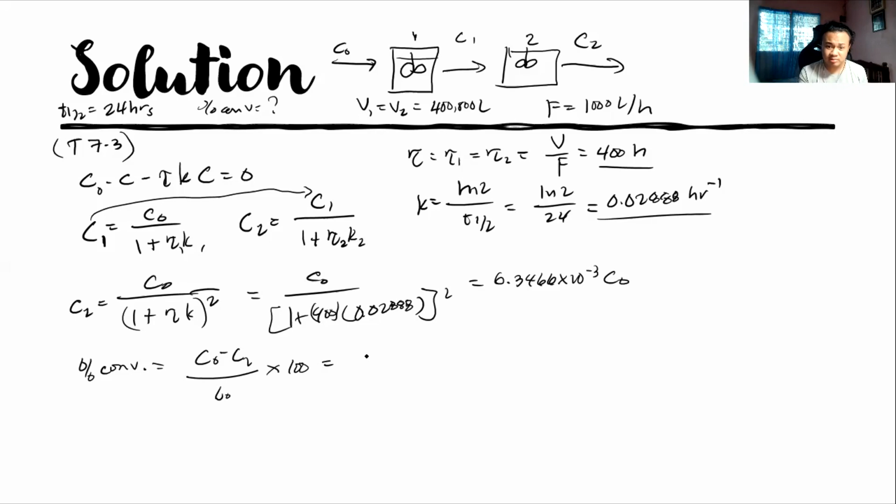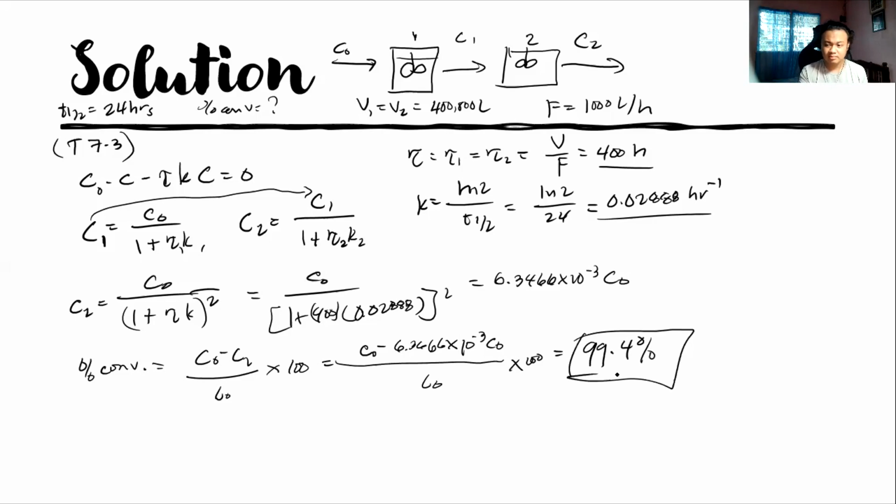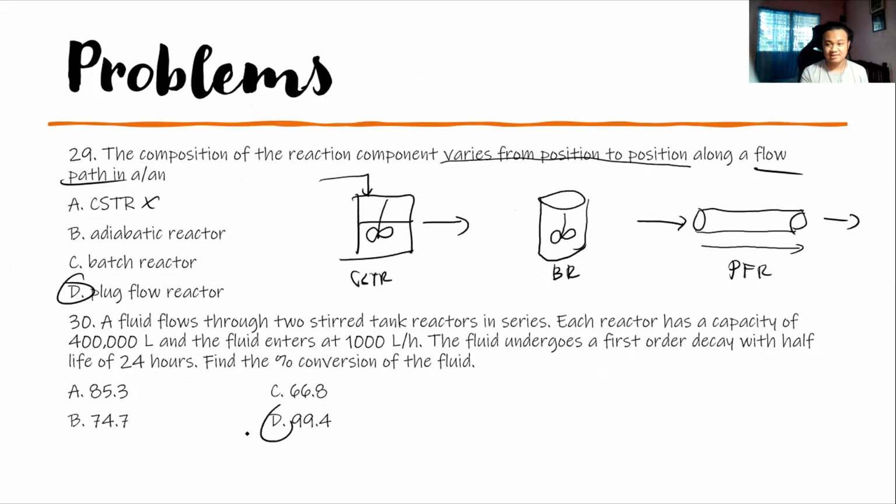So just substitute. We have 6.366 times 10 to the negative 3 CO over CO times 100. You can find 99.4%. That's how easy it is to find. So the answer is letter D.